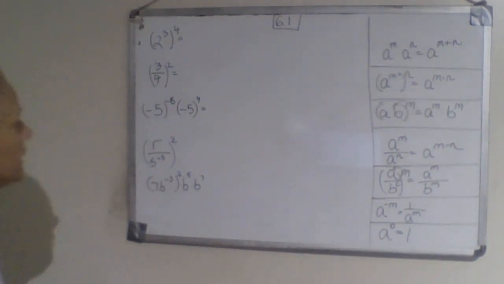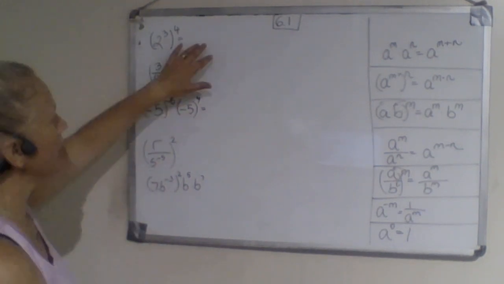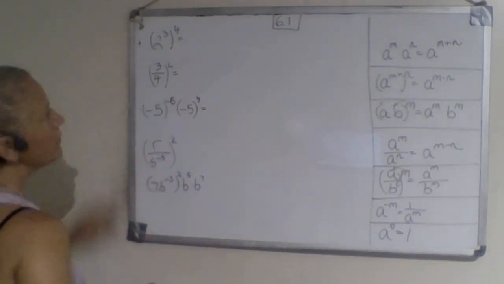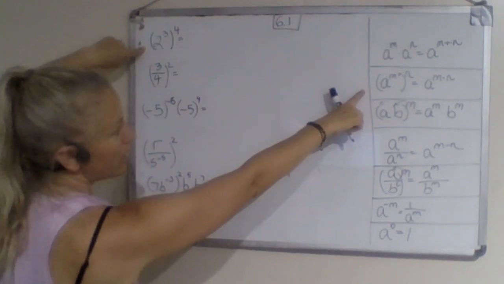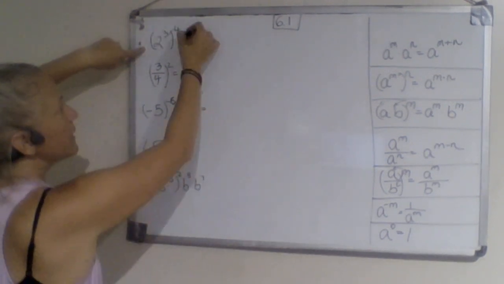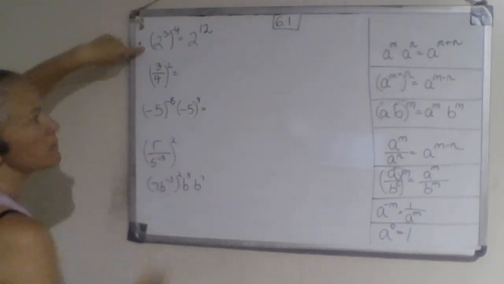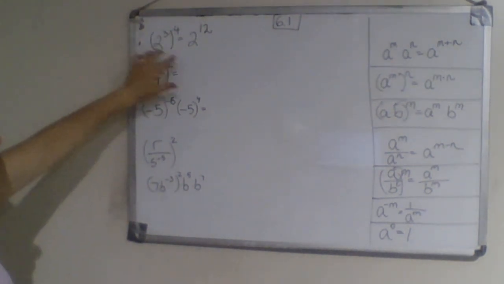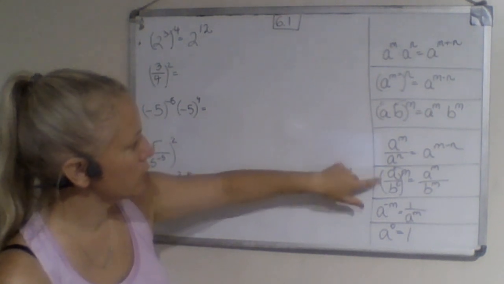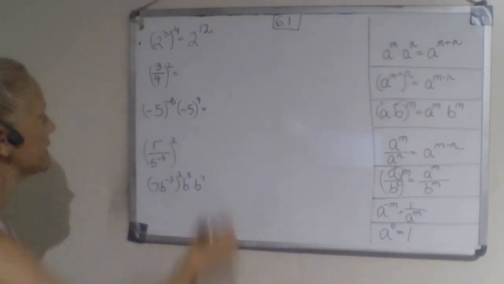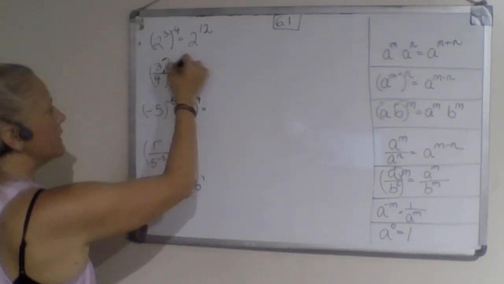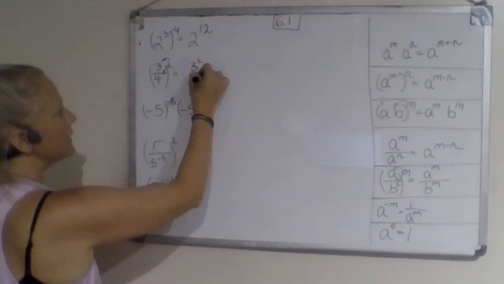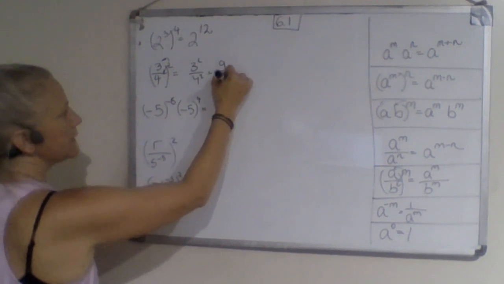Let's work some examples here with both variables and non-variables. 2 to the third, all of it to the fourth. I remember I need to multiply the exponents. That becomes 2 to the 12. 3 times 4 is 12. 3 over 4, all of it raised to the second power. That means this exponent gets distributed. This becomes 3 to the second over 4 to the second, or 9 over 16.